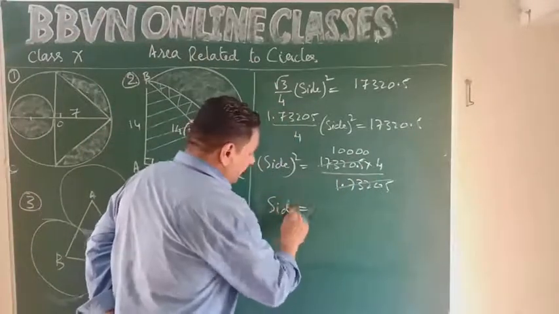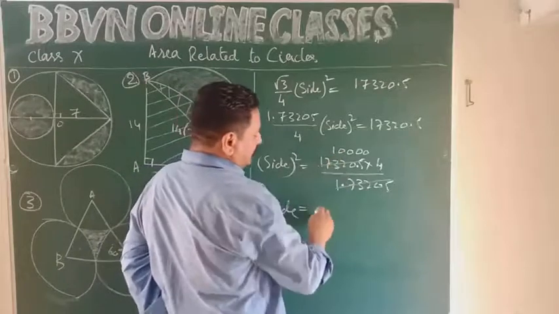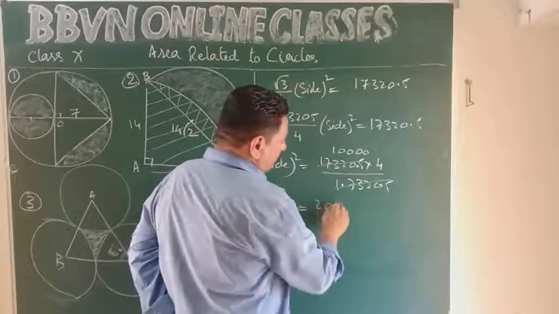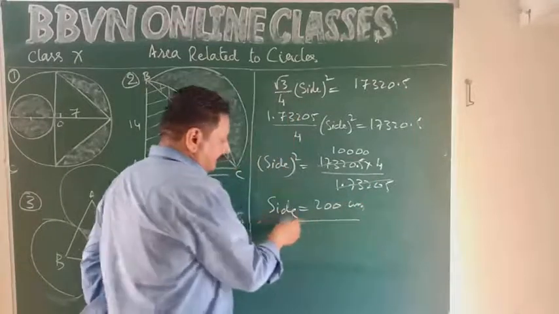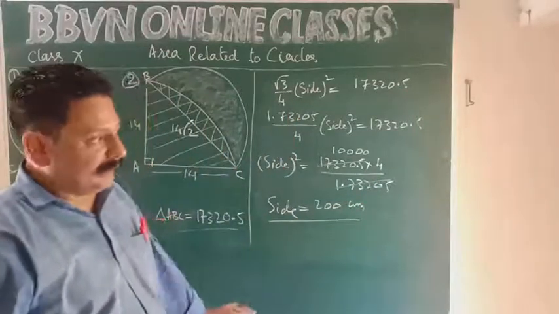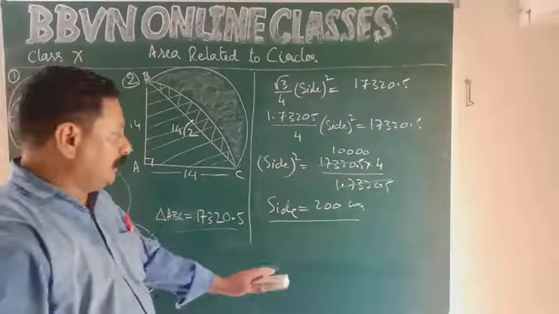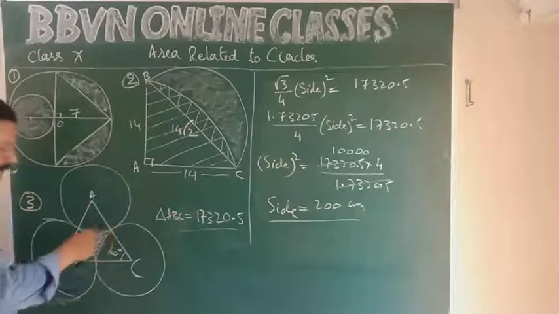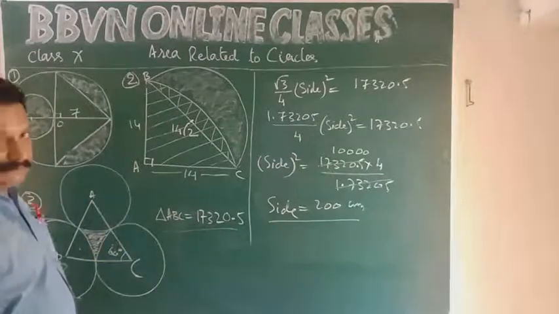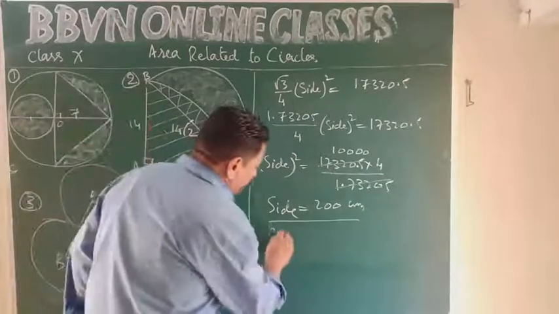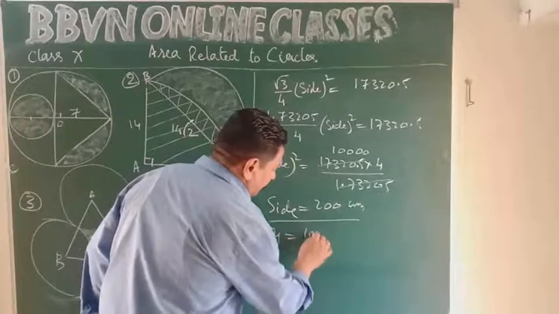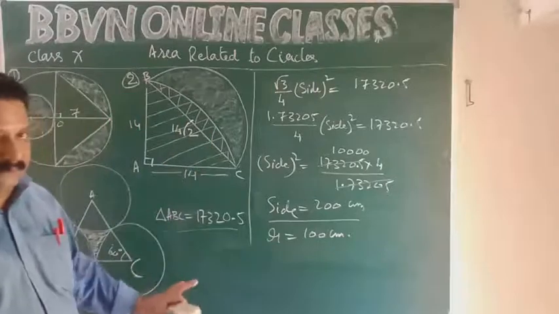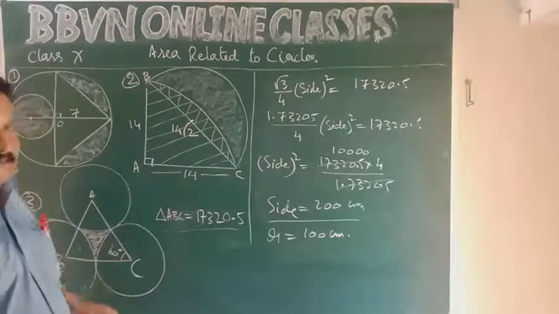So side is equal to the square root of this. Square root of 10,000 is 100. Square root of 4 is 2. So 200 centimeters. This is the side of the equilateral triangle. Now if the side is 200 centimeters, we know that the radius of the circle is half the side of the triangle. So the radius of each circle will be 100 centimeters. Okay, understood? We got the radius. Now we'll find the area of the shaded region.